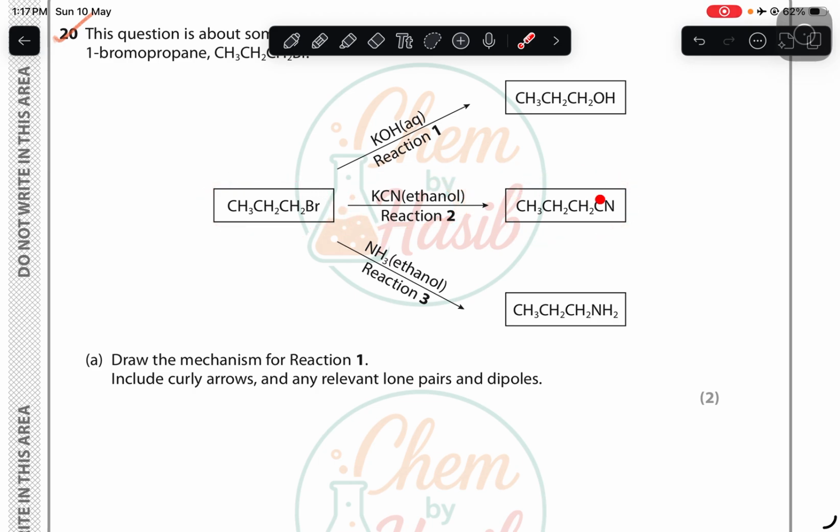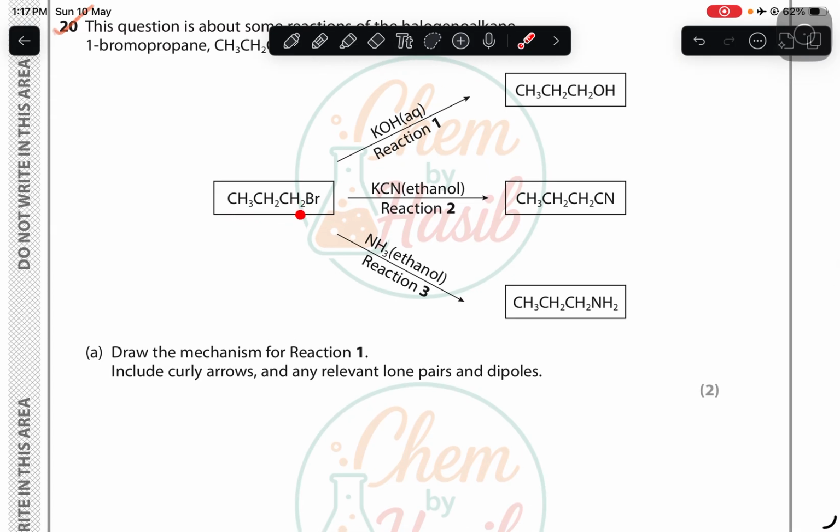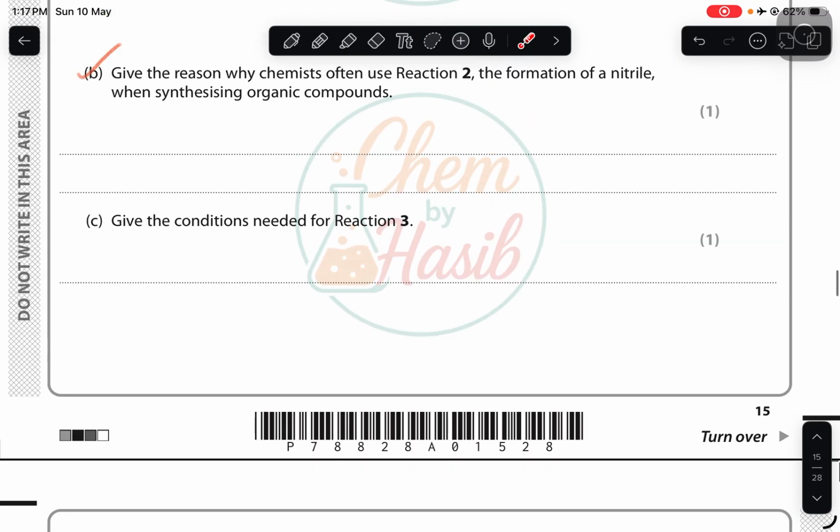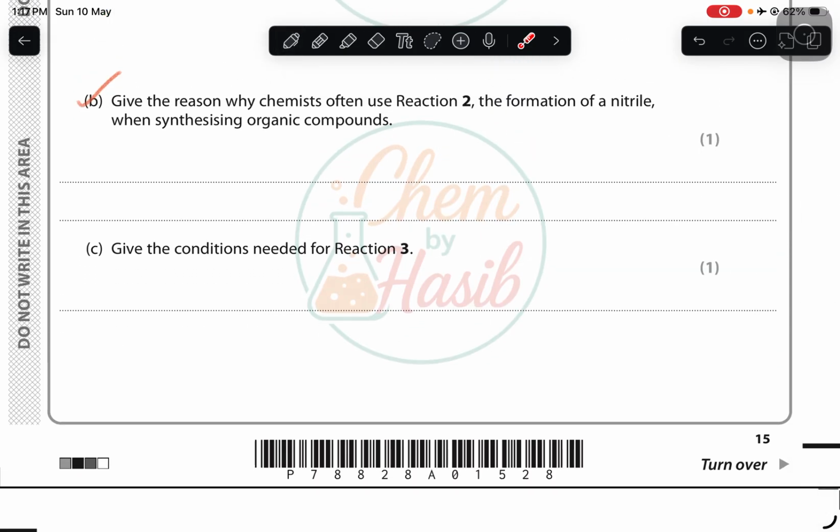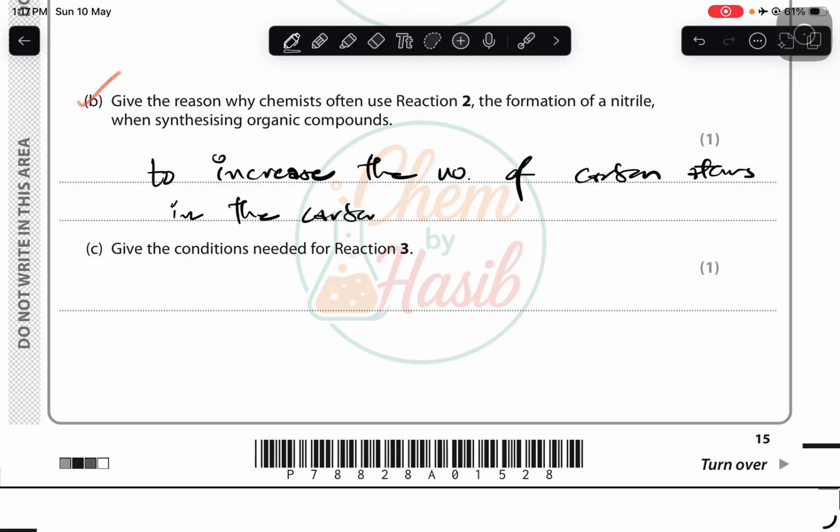If you look at this compound, in this compound we have 3 carbon atoms, 1, 2, 3. But if you look at this compound here, we have 4 carbon atoms, 1, 2, 3, 4, right? So this is the reason why chemists often use reaction number 2 to increase the number of carbon atoms in the carbon chain. All right.